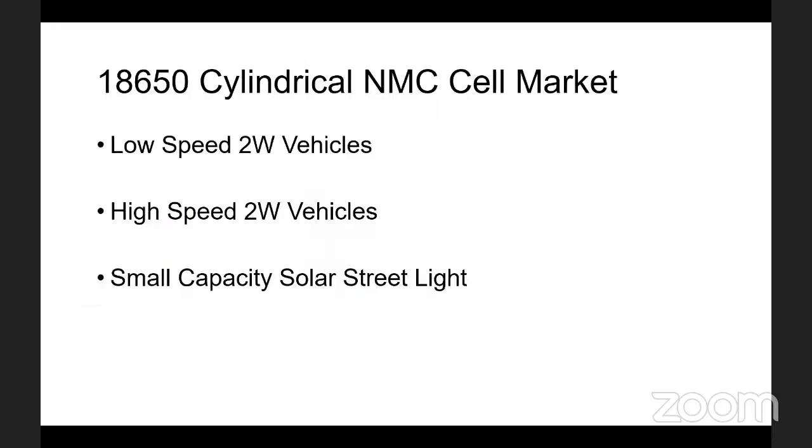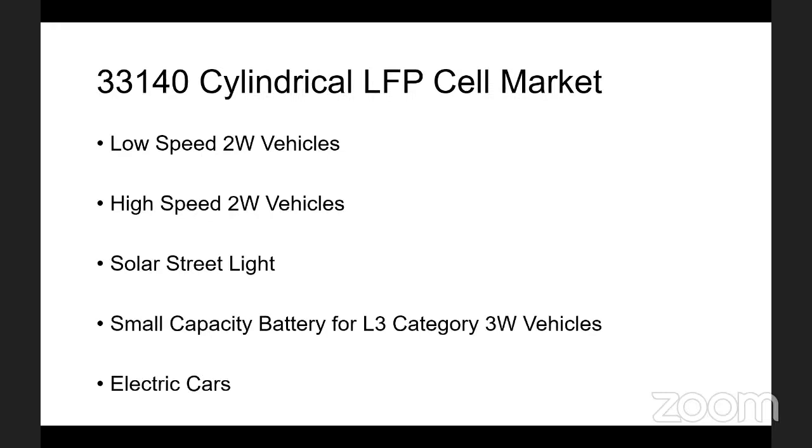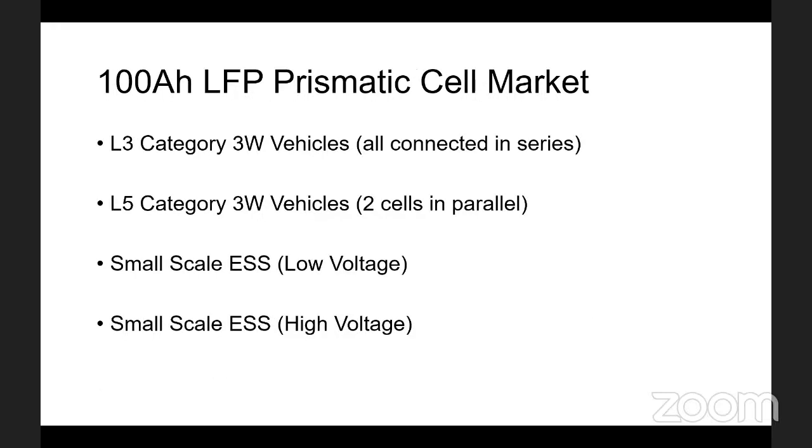Let me talk about the use case scenario. 18650 is very popular for low-speed 2-wheelers, high-speed 2-wheelers, and small capacity solar street lights. 33140 is very popular for low-speed 2-wheelers, high-speed 2-wheelers, solar street lights, small capacity batteries for L3 vehicles, say 75AH or 90AH, and also electric cars. If you look at the Tata Nexon EV, it uses this kind of cell.